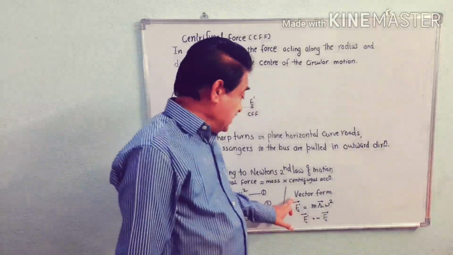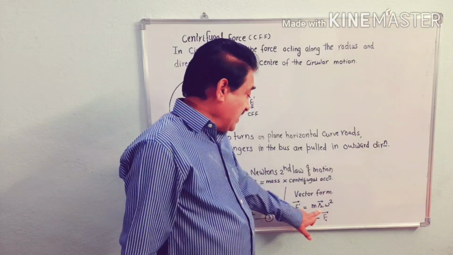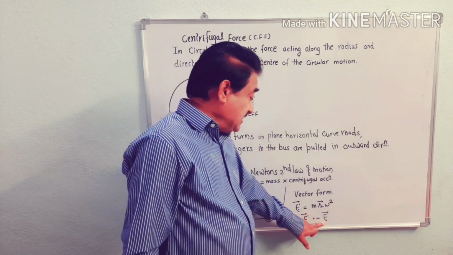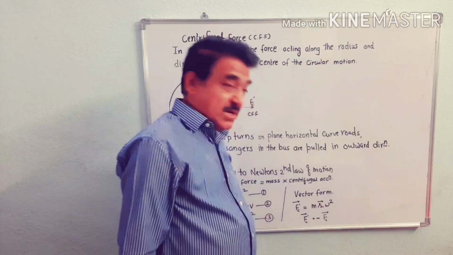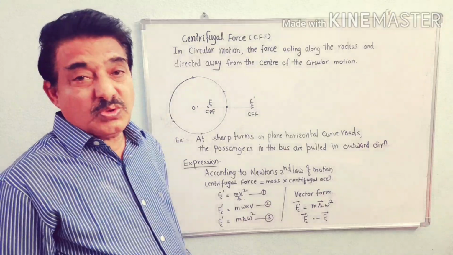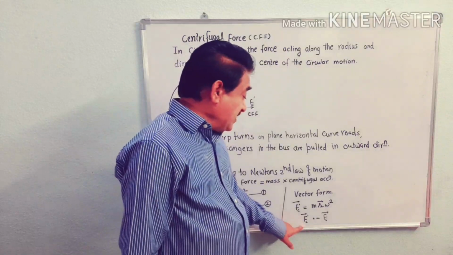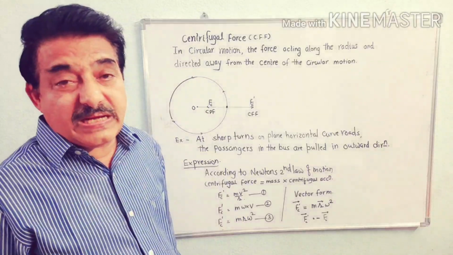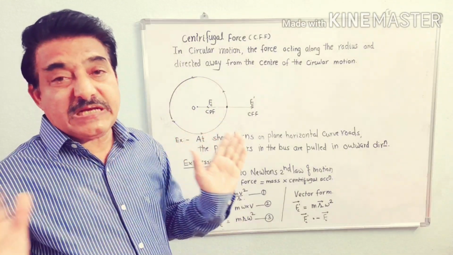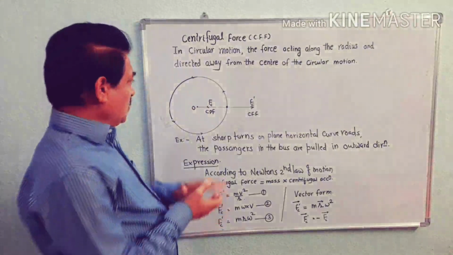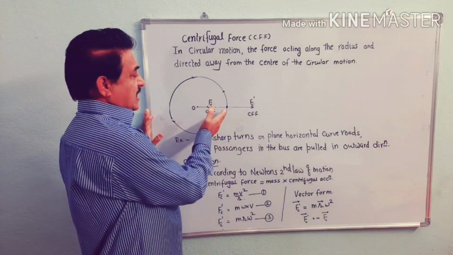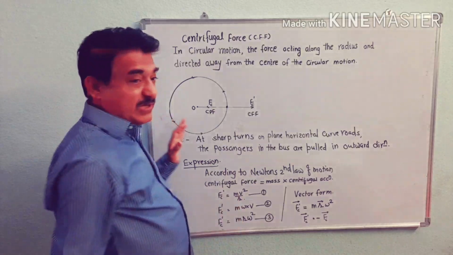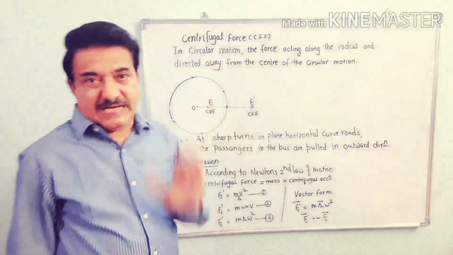So Fc dash is equal to m vector r omega square. These two forces, that is the centripetal force and centrifugal force, are equal in magnitude but opposite in directions.